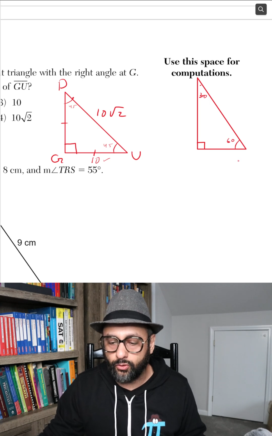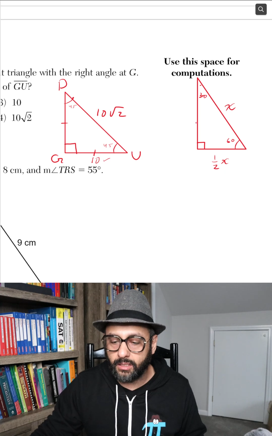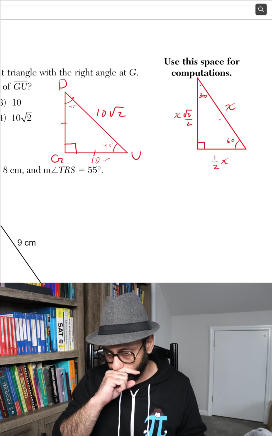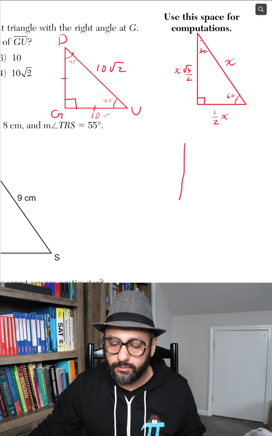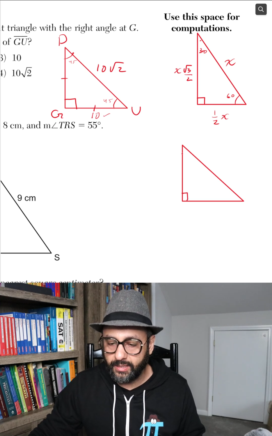And then if this side is length x, then the shorter side of the 30, 60, 90 triangle is going to be a half x. And then the longer leg of the triangle is going to have length x radical 3 over 2. So that's the 30, 60, 90 triangle. And then the 45, 45, 90 triangle. So this is 45. This is 45.